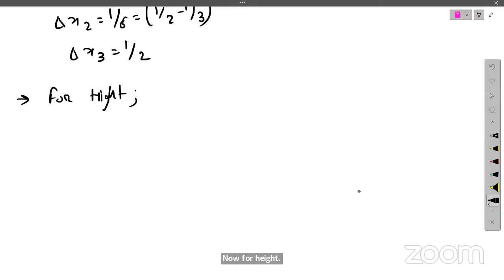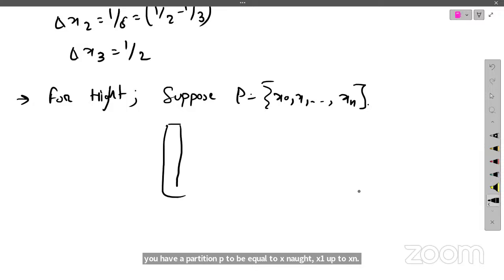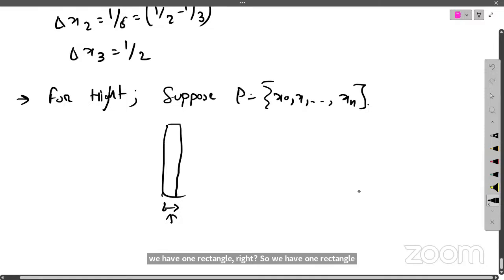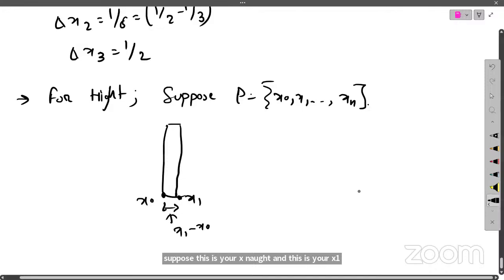Now for height, Riemann gives us the freedom that you can choose any point in between your subintervals. Suppose you have a partition P equal to x0, x1 up to xn. Then we have one rectangle whose width will be, suppose this is your x0 and this is your x1, x1 minus x0, and this is the height.